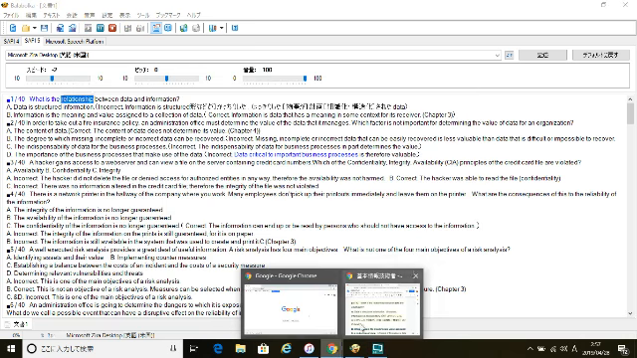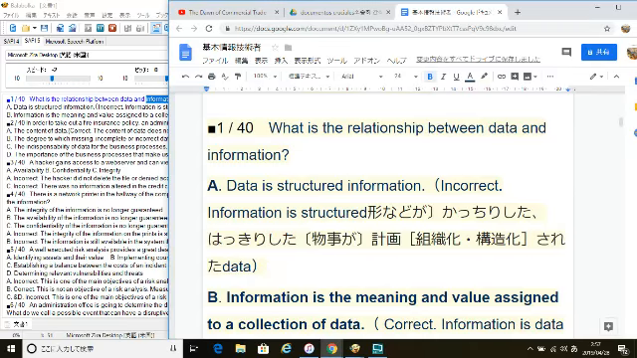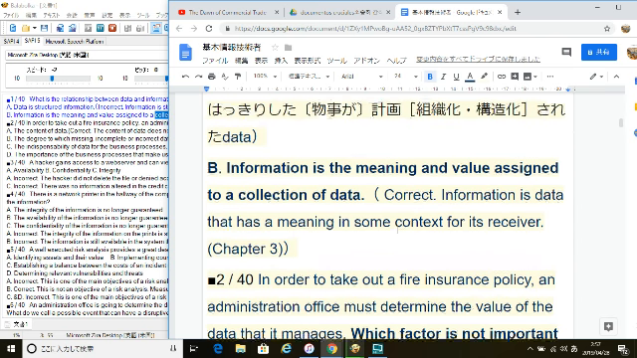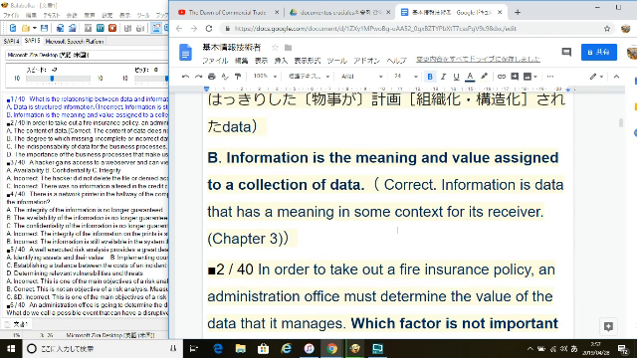1/40 What is the relationship between data and information? A. Data is structured, information incorrect. Information is structured data. B. Information is the meaning and value assigned to a collection of data, correct. Information is data that has a meaning in some context for its receiver.